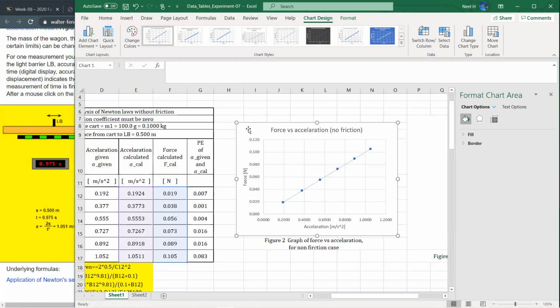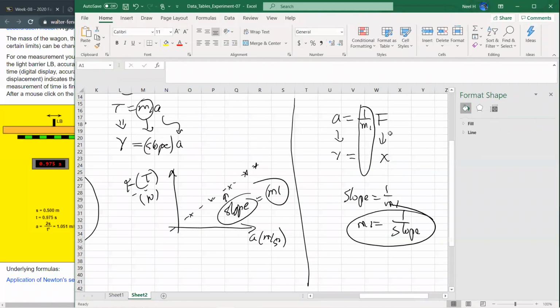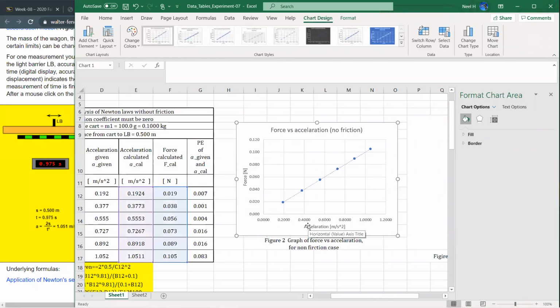If you don't want to change that, make sure you rearrange the formula this way. Then the mass is going to be 1 over slope. Do not miscalculate that. If your axis is flipped, mass should be 1 over slope. If you correct the axis this way, then mass is going to be directly the slope. Let's check that.